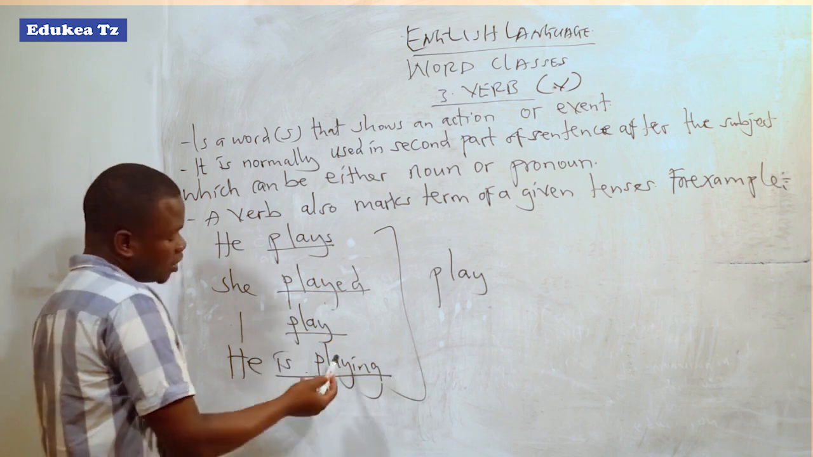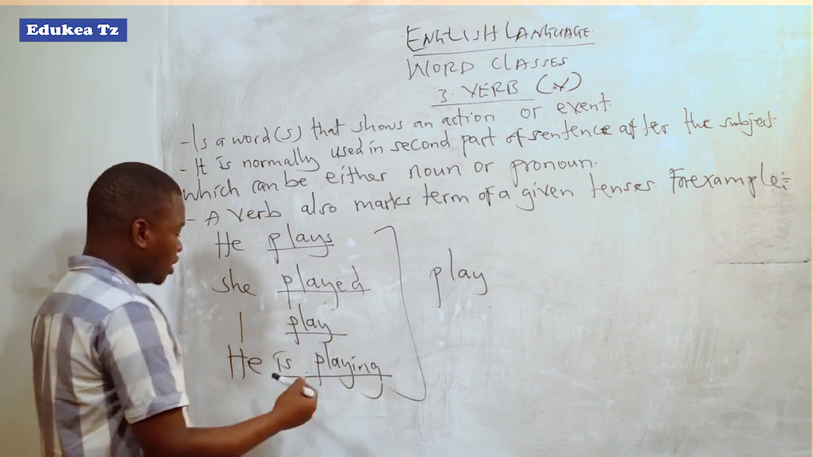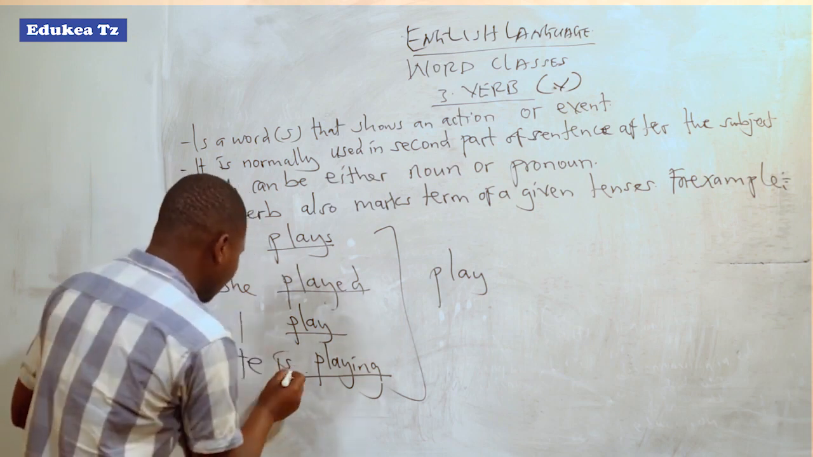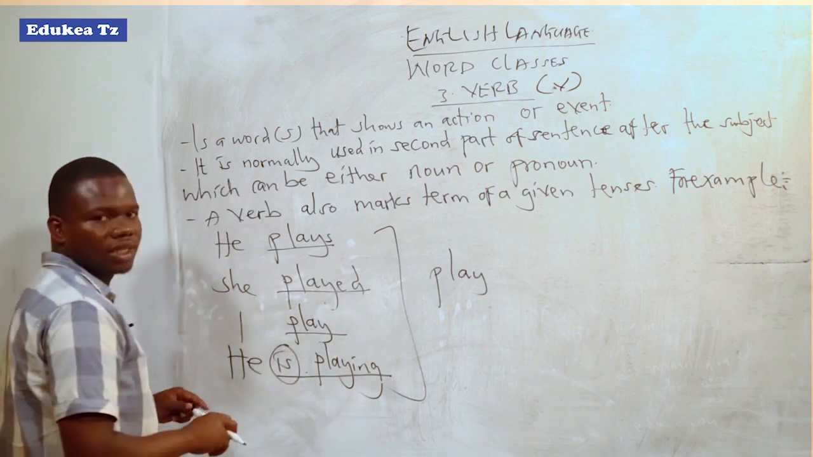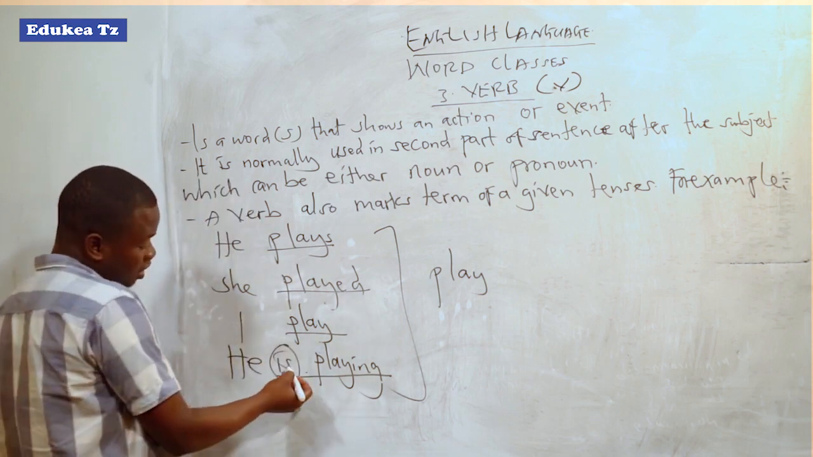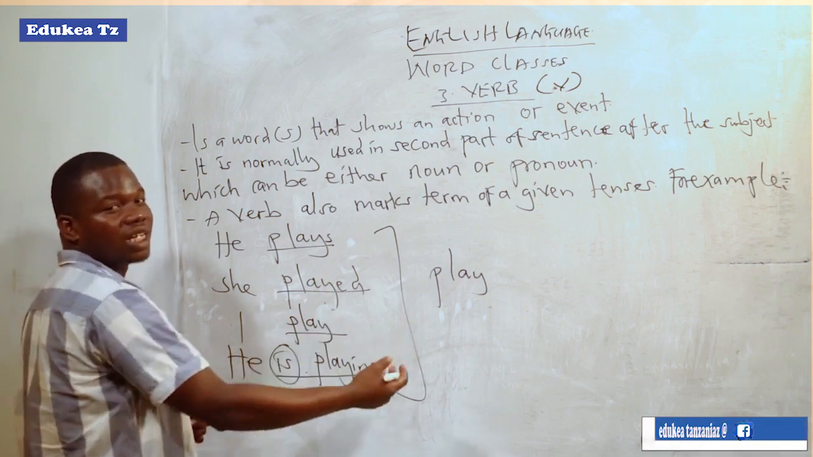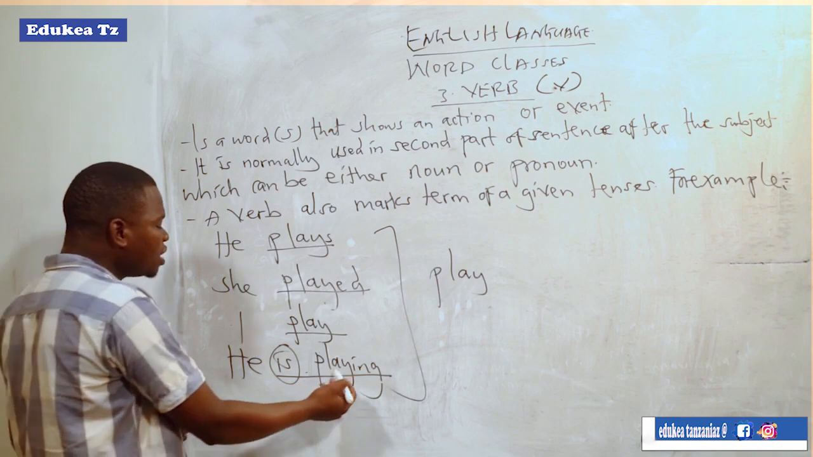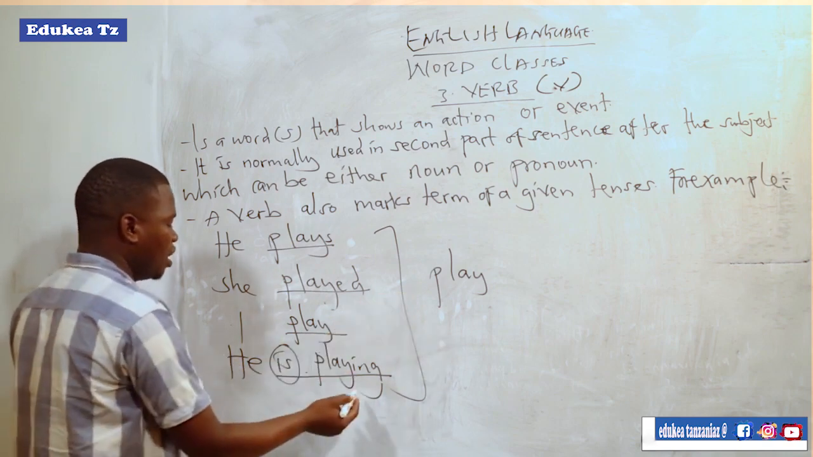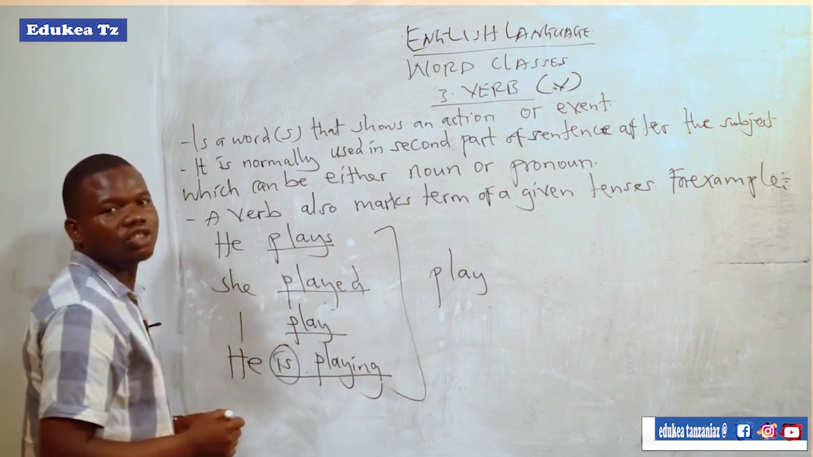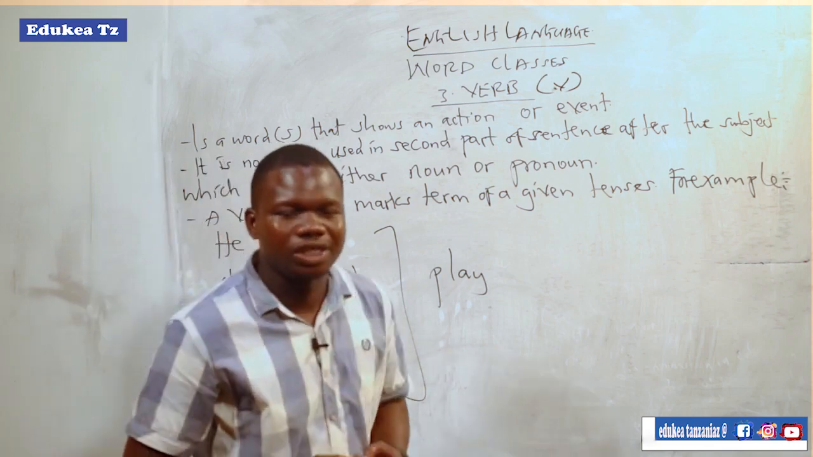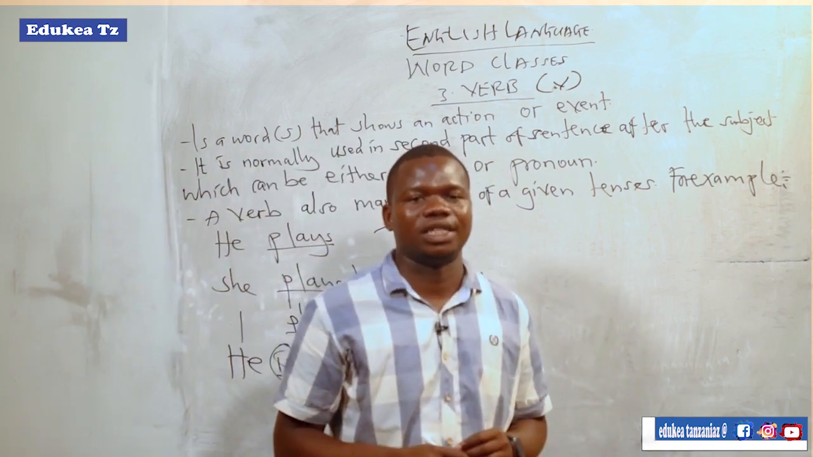Again we have he is playing. You can see here there is the addition of is, and even this is a verb, and we are going to discuss them. Again, in this main verb, that is play, we have ing added. That is to show time or to mark the time.